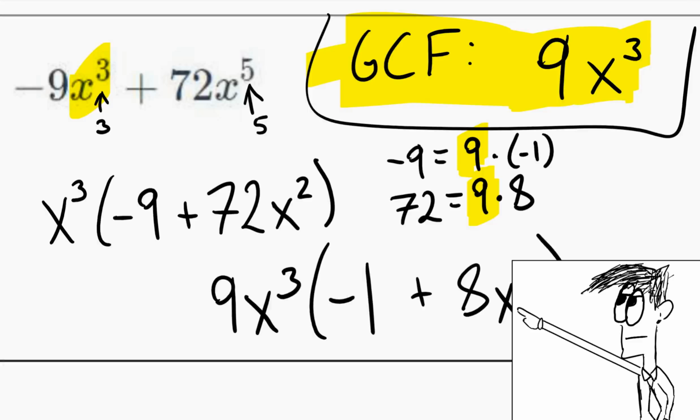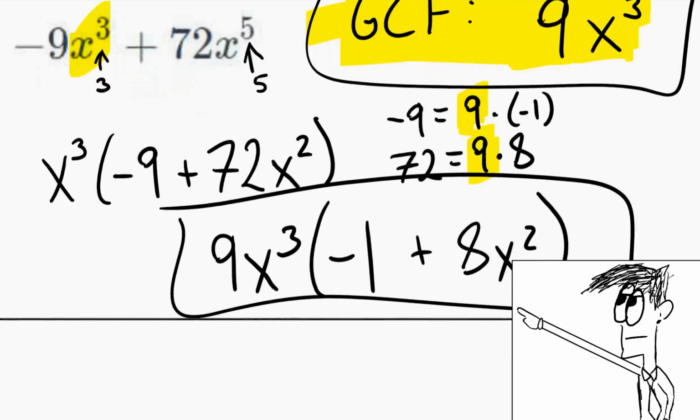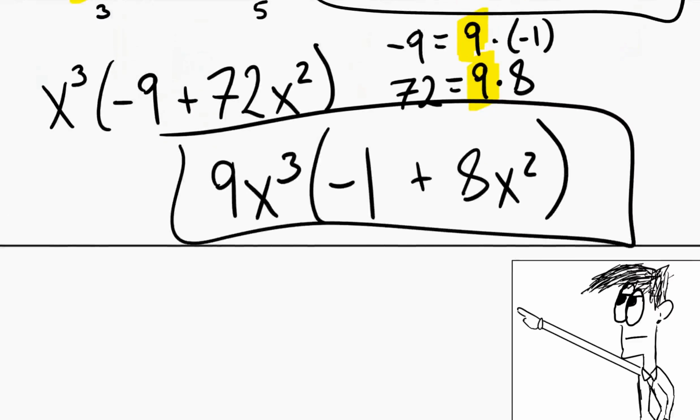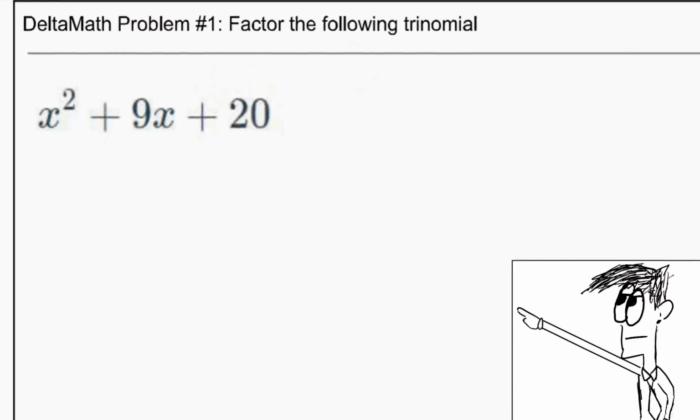Okay, so this is fully factored. And like I said, once I get to the harder examples, I will show you how to enter these on Delta Math. But essentially, we're just pulling that greatest common factor out. Now for something that we have done in class, factoring a trinomial.